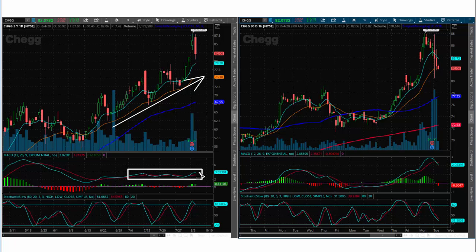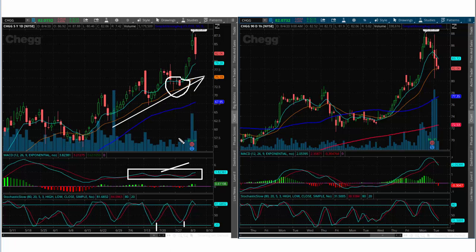The MACD defines the trend, and then the stochastic is a timing mechanism within the trend. So while this says the trend is up, you get a timing mechanism to get long here, and here. So the trend is up. I'm going to zoom in on this area and show you an entry.